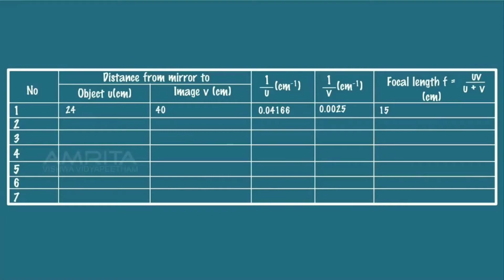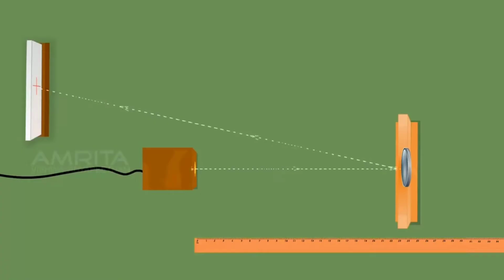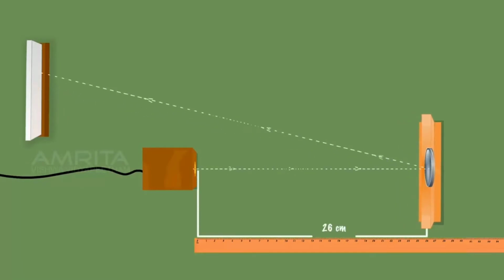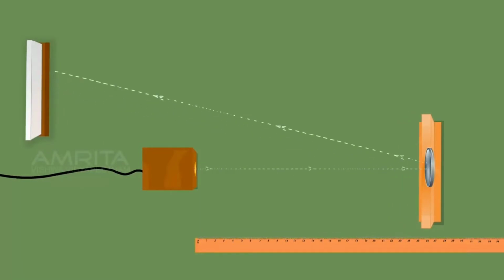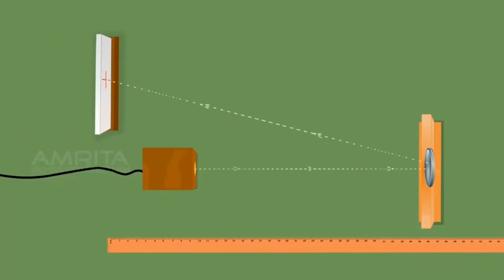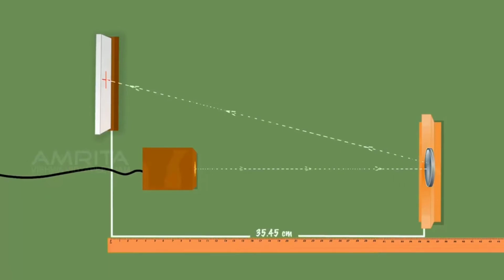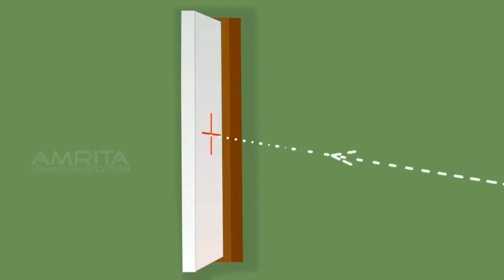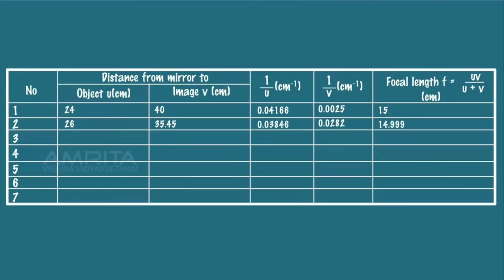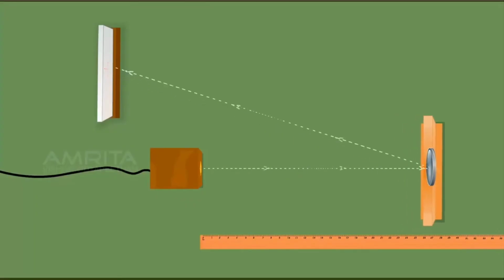This is 40. Image distance is 40. Object distance from the source is 24. Now change the distance by 2 centimeter. Now change the distance of the screen. So fix the mirror from the source and change the distance of the screen only. Find the image distance. The second time you will find here 35.45. The clear image should be there on the screen. So calculate according to the given formula. You will get the focal length 14.99.